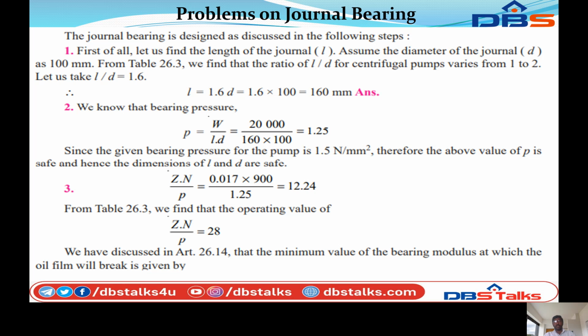So therefore L is equal to 1.6 into D, that is equal to 1.6 into small d, which means 100, that is equal to 160 mm. So we know that the bearing pressure P is equal to W by L into D. Substitute the values: W is equal to 20,000, L is equal to 160, small d equal to 100. That is equal to 1.25. Since the given bearing pressure for the pump is 1.5 Newton per mm square, the above value of P is safe, and hence the dimensions of L and D are safe.